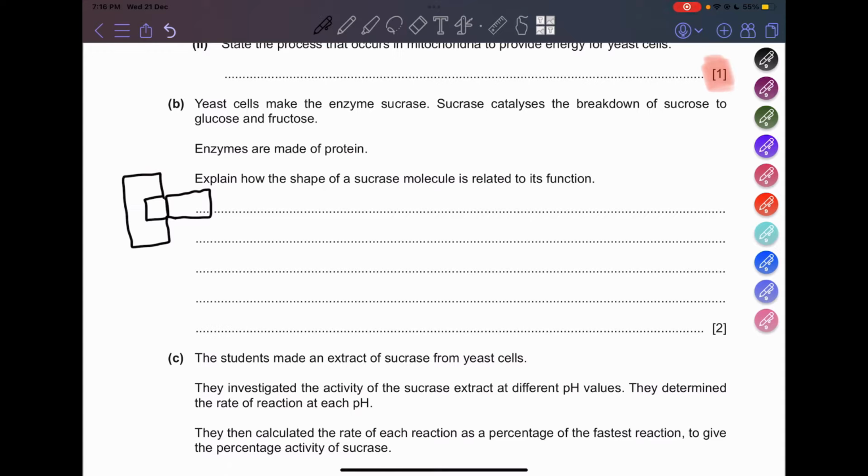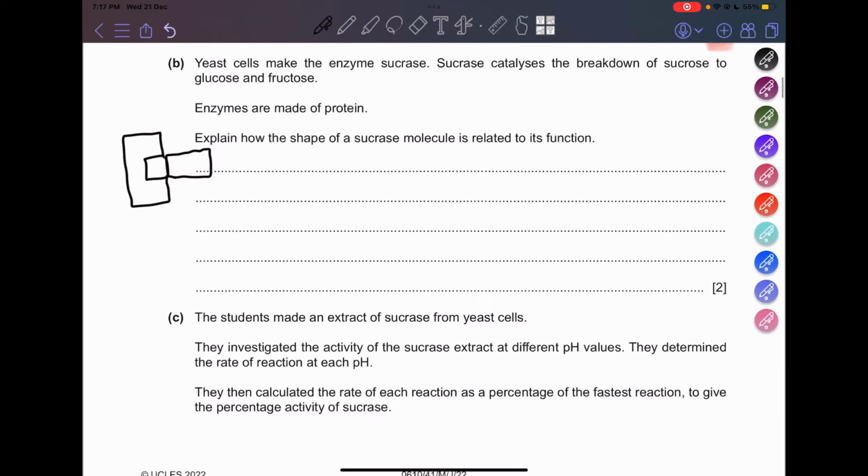And you have to say that when it's complementary, the substrate will fit or bind into the enzyme, or the active site of the sucrase enzyme.